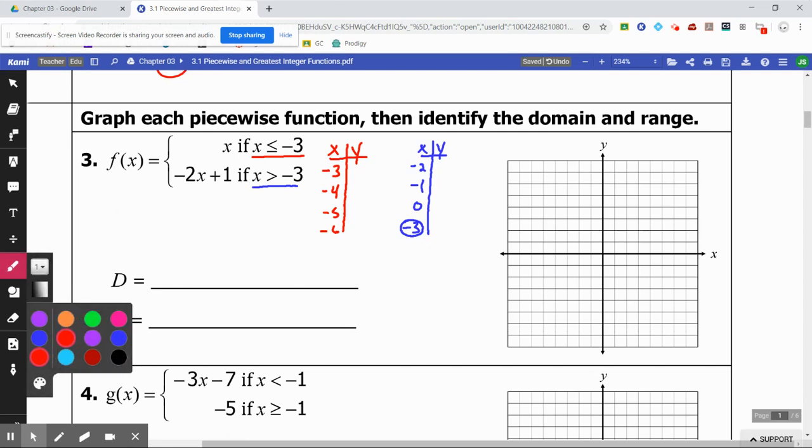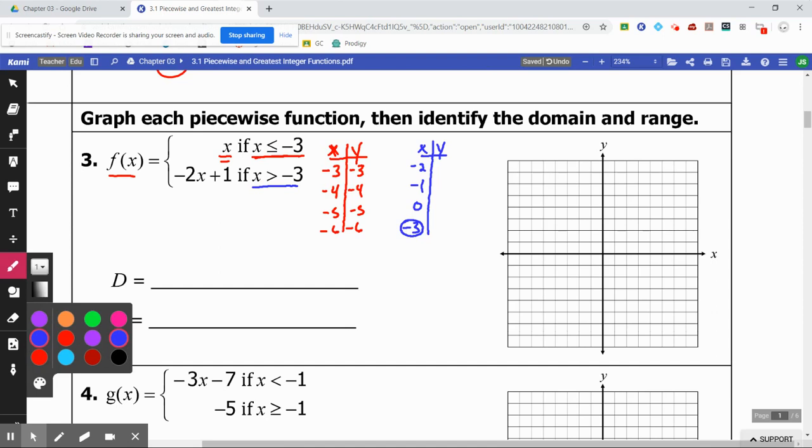So the first thing we're going to do, we're going to take these red values, and we're going to plug them into the first part of our function, which is just x. So when x is negative 3, f of x is equal to, just plug in negative 3, you get negative 3. Plug in negative 4, you get negative 4, and same thing, and same thing.